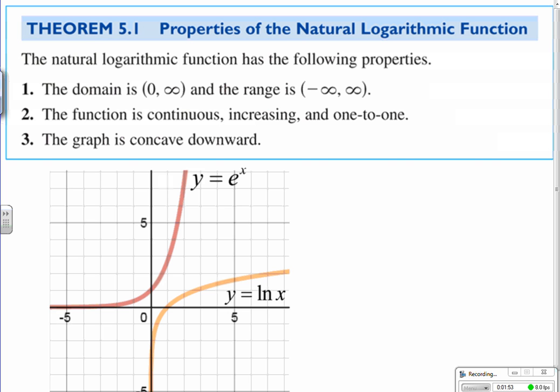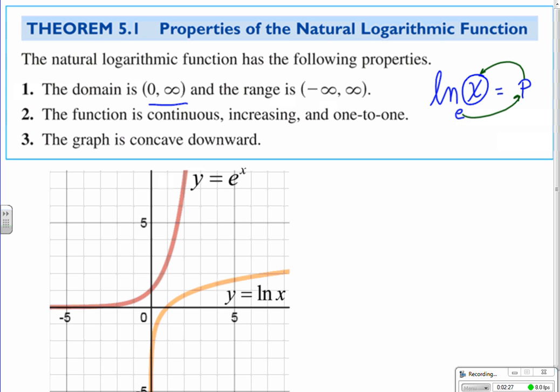Theorem 5.1 has properties of natural log functions. The natural log function has the following properties. The domain is from 0 to infinity. And that is because I'm looking at the natural log of x. Well, if I took e to some power, e to a power will never be negative. So this domain for x has to be the positive values.